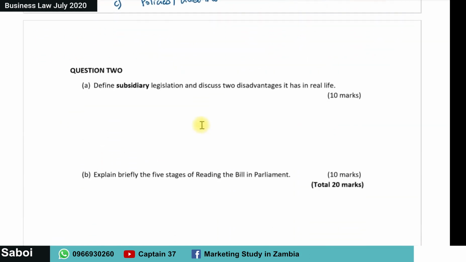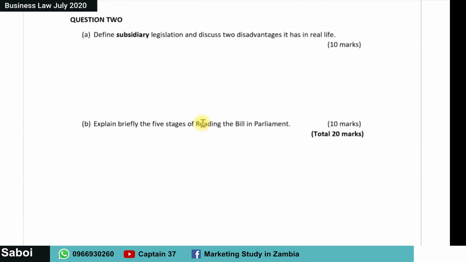Let's move on to question number 2. This one here. Question number 2A, define subsidiary legislation and discuss 2 disadvantages it has in real life.